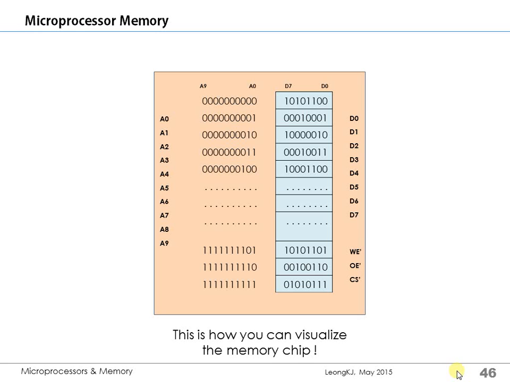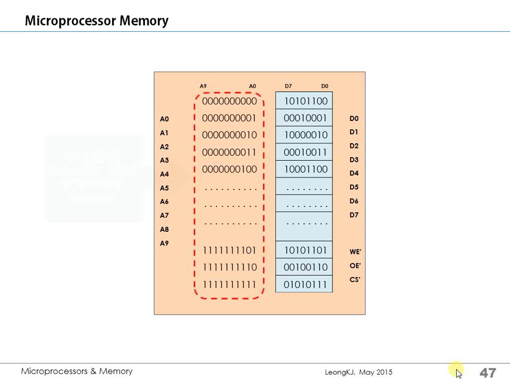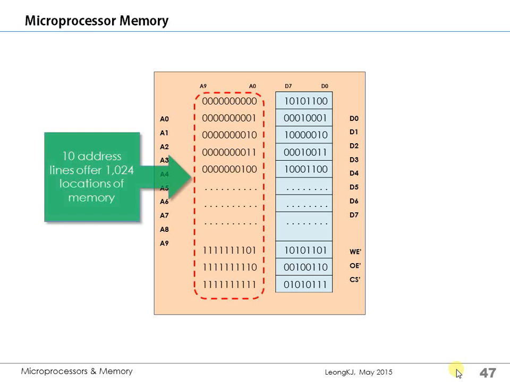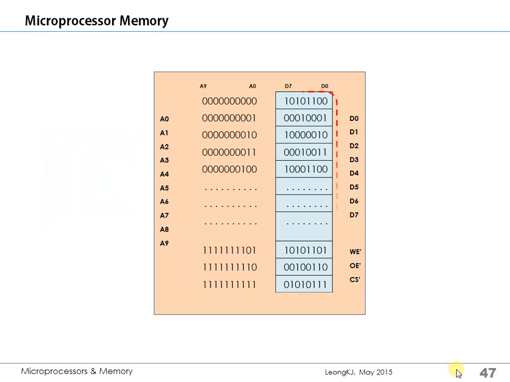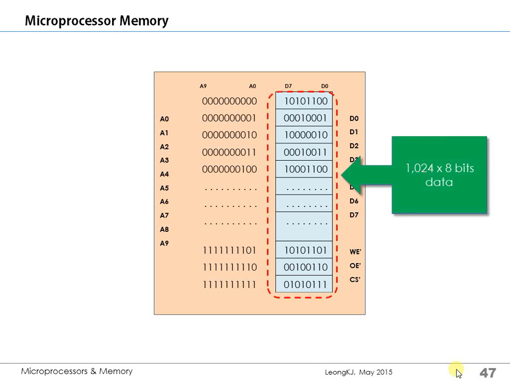This is how you visualize the memory chip. Ten address lines offer 1024 locations of memory. This memory can store up to 1024 bytes of data.